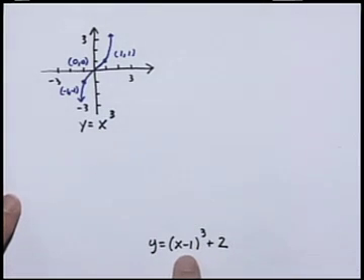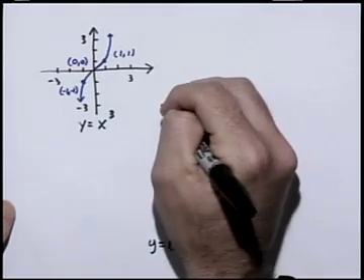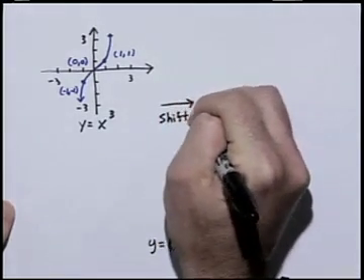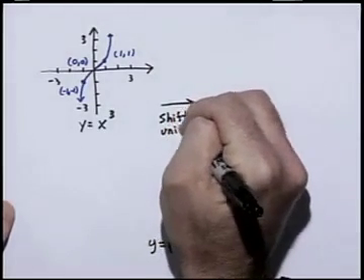Now we recognize that we're subtracting 1 inside the function, and because we're subtracting 1 from x, the graph is going to shift 1 unit to the right. This plus 2 is then going to cause the graph to shift up 2 units. So let's do this in stages. We're first going to shift 1 unit to the right.